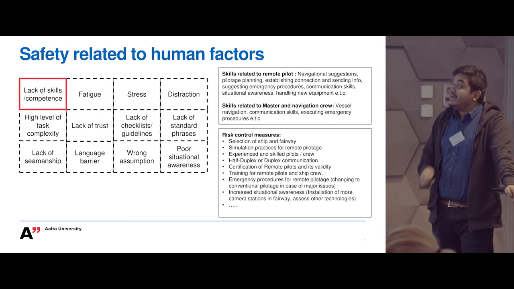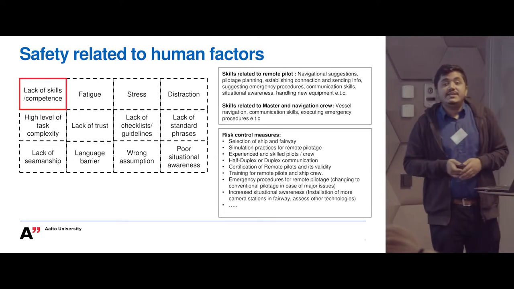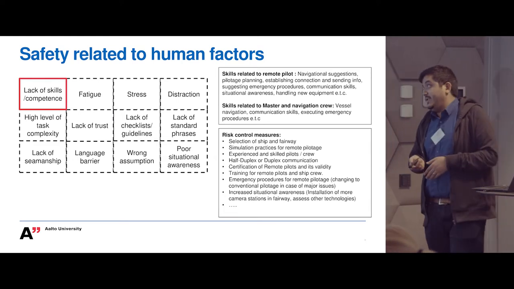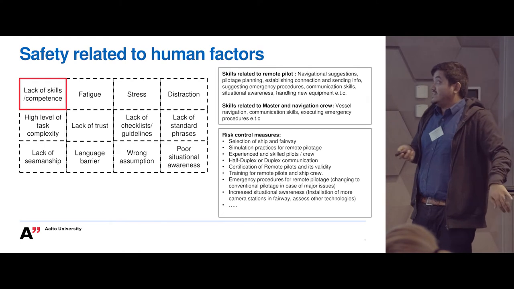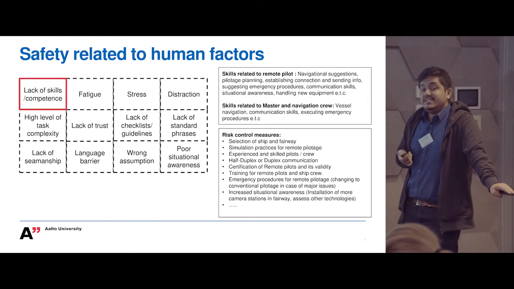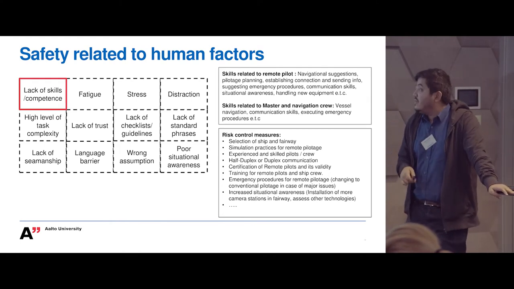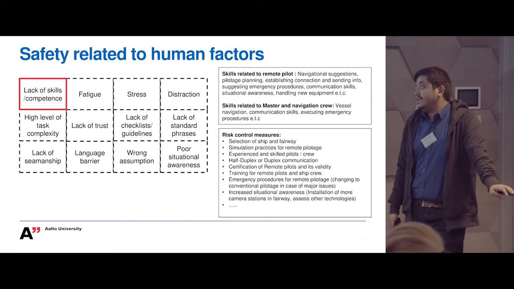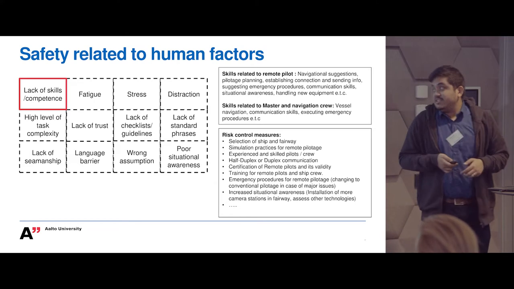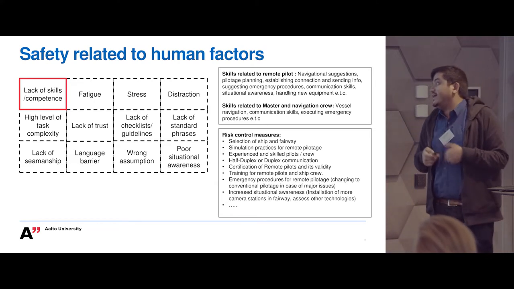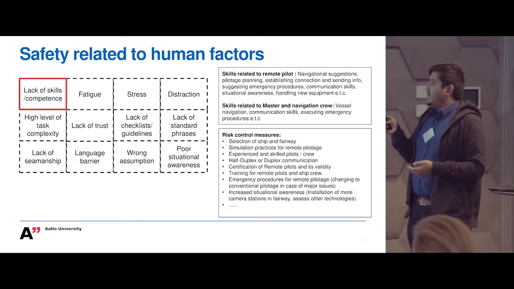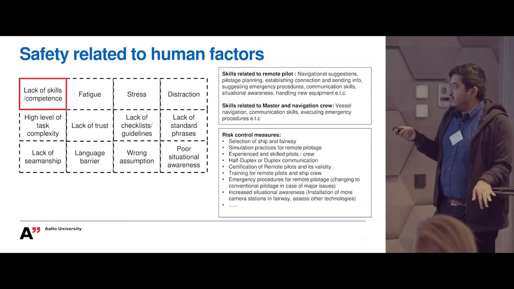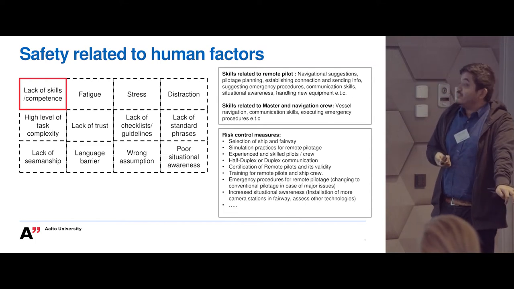The potential risk countermeasures for this could be, some of them are already in place, like we already discussed selection of ship and fairway. There are already simulation practices going on. And also the pilots that we have been using are quite experienced and skilled. We also have duplex communication installed. And in the future, maybe we can look into the certification of remote pilots and its validity.